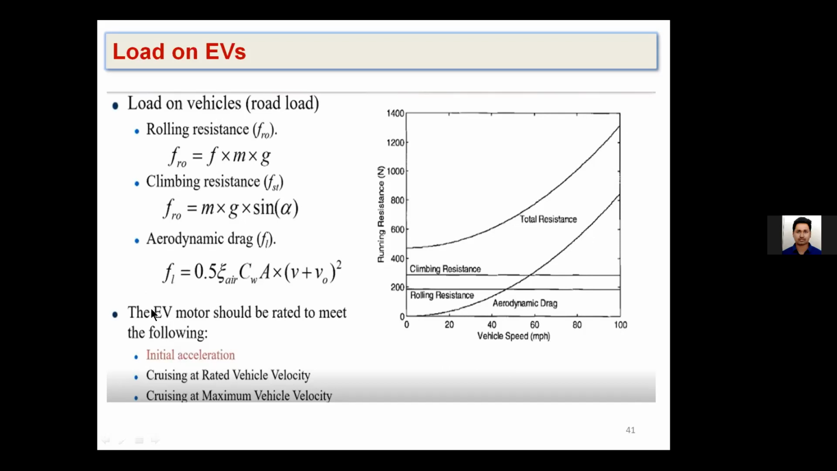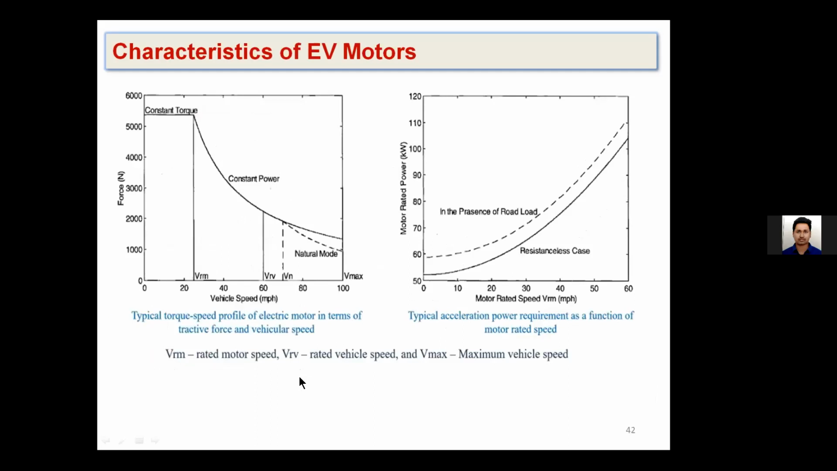Whatever motor you design, the rating of the motor should be designed in such a way that it should be able to meet or withstand the initial acceleration, cruising at rated vehicle velocity, and cruising at maximum vehicle velocity. As I mentioned, for the lower vehicle speeds, generally you'll have a constant torque, and here is the region of constant power. Here we have the rated speed, and this is the maximum speed possible, Vmax. Rated motor speed, VRM, is the rated vehicle speed, and Vmax is the maximum vehicle speed. So all these are different parameters.